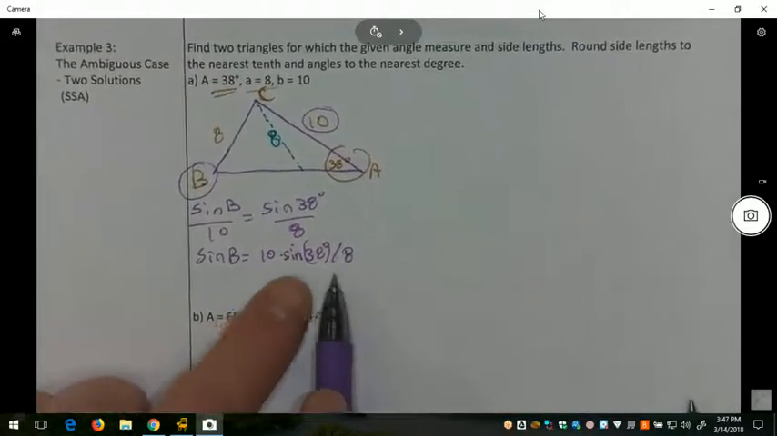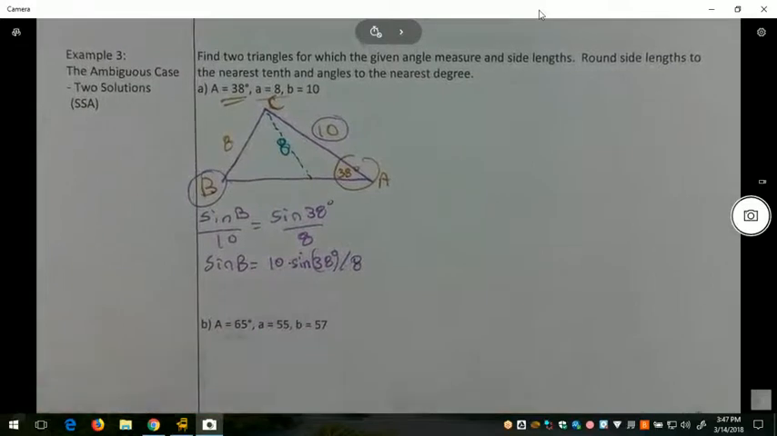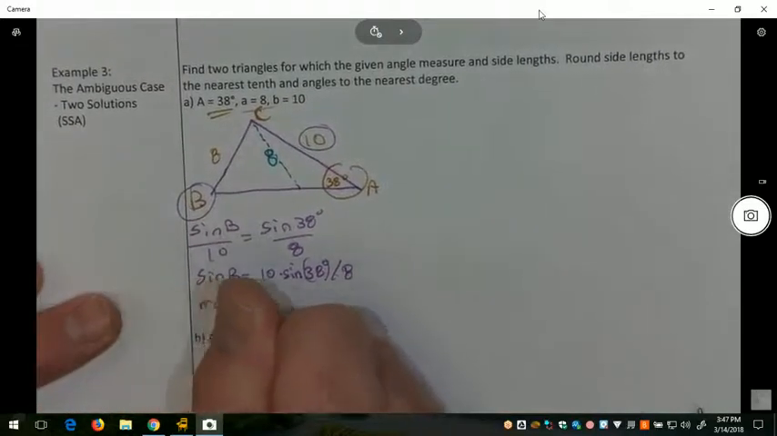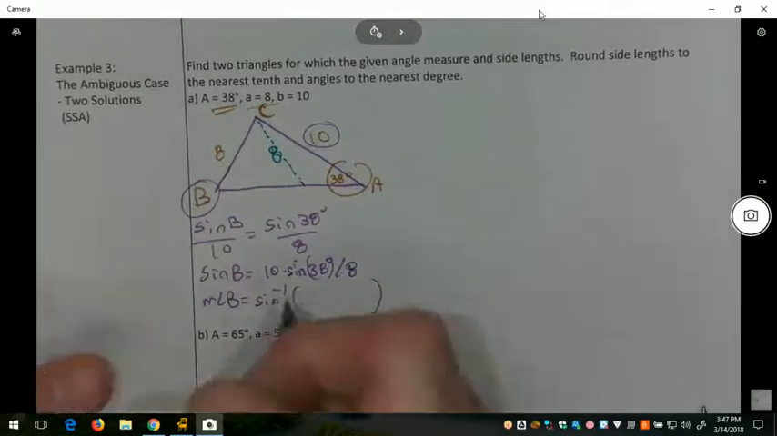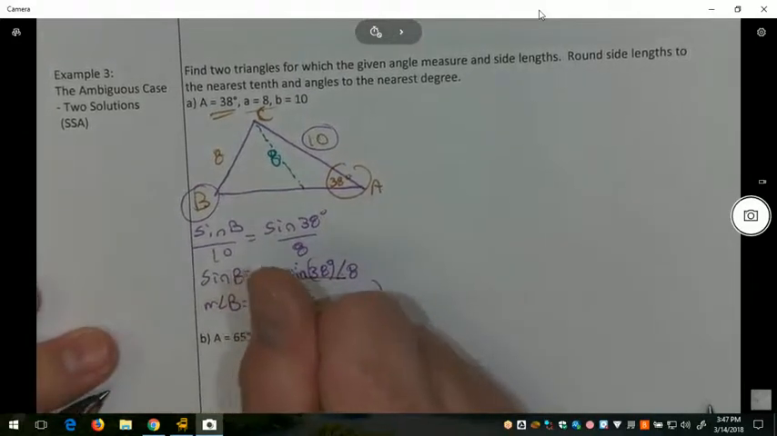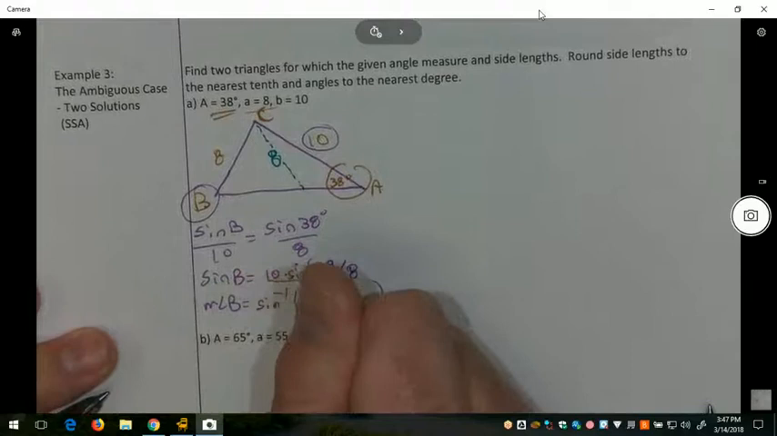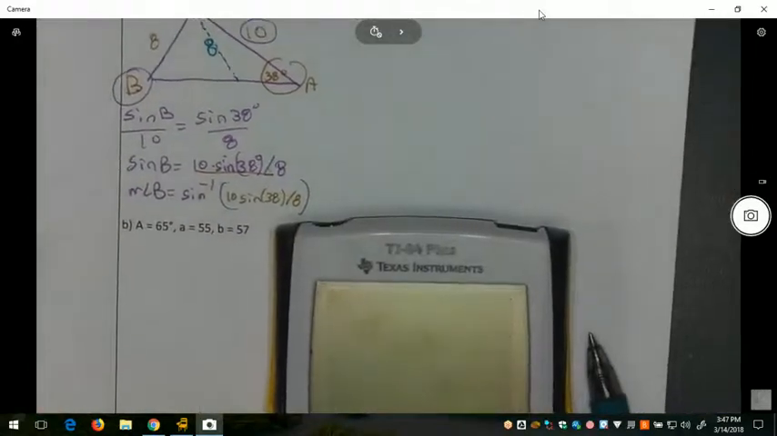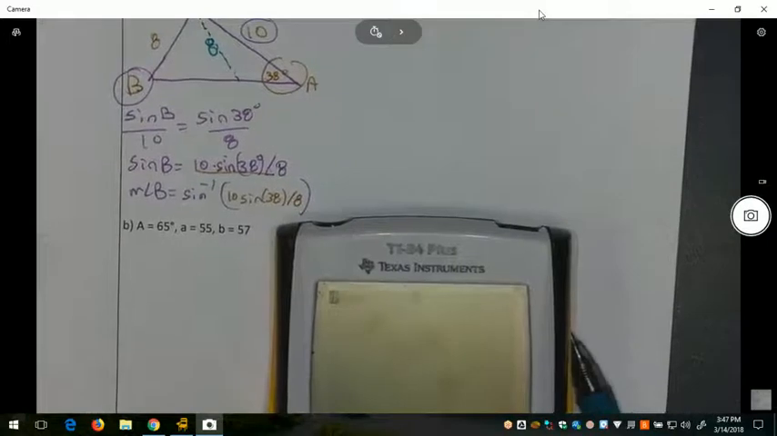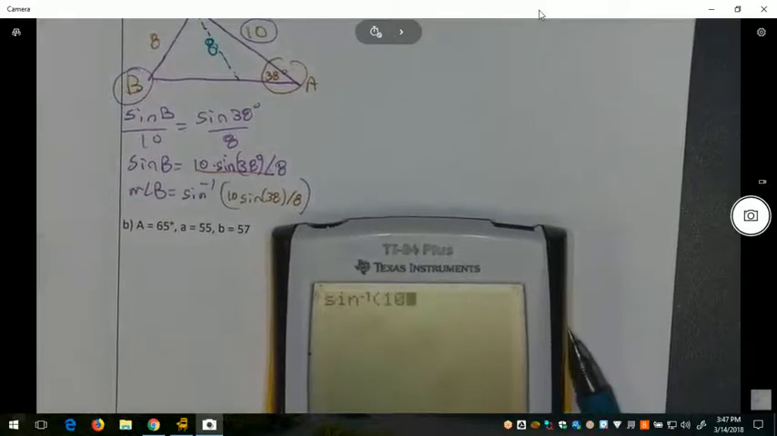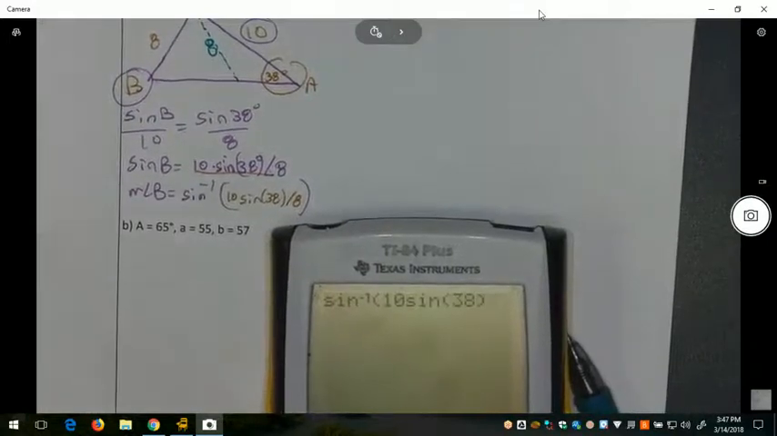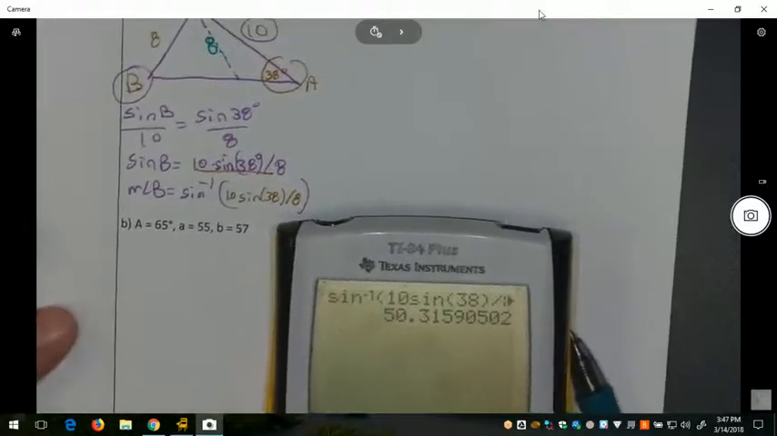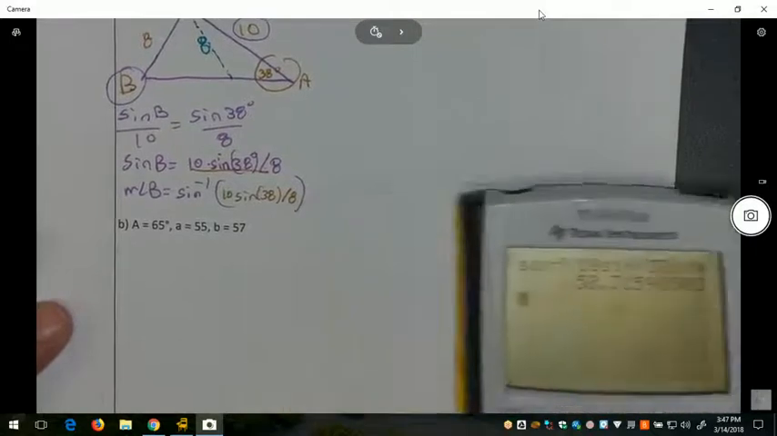That ratio is going to be less than 1. I know that already, but you can put it in the calculator to try it. This means the measure of angle B is sine inverse of this right here. 10 times the sine of 38 degrees divided by 8. For my calculator, I have sine inverse of 10 times the sine of 38 degrees divided by 8. This gives me 50.3, rounded to the nearest whole number is 50 degrees.